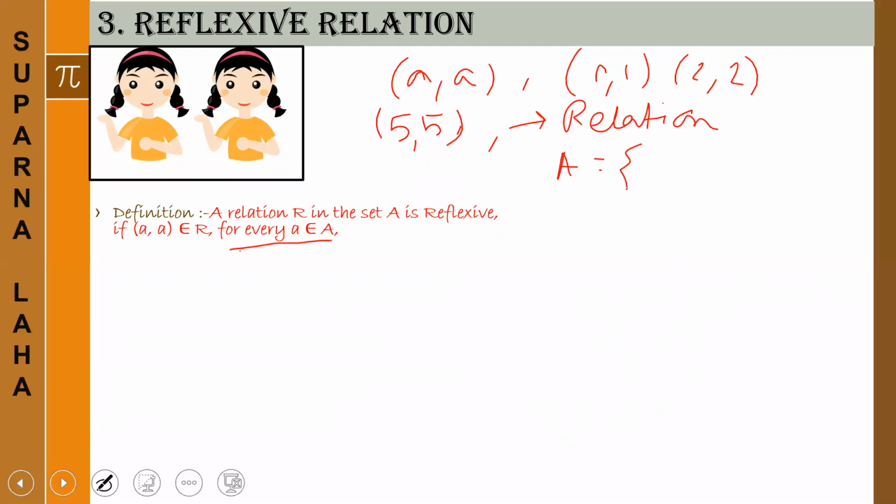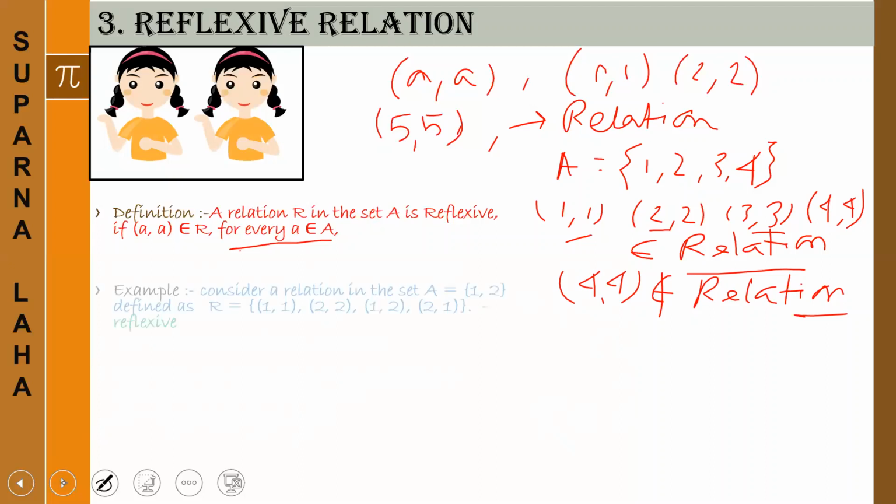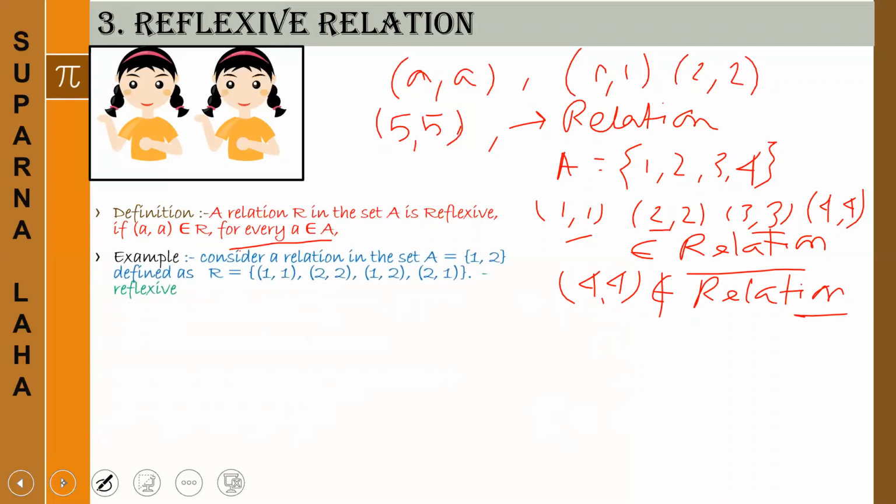If we consider a set with 4 elements, 1, 2, 3, 4, then (1, 1), (2, 2), (3, 3), and (4, 4), these 4 elements should belong to the relation. If these 4 elements belong to this relation, then we call this relation reflexive. If one of these elements is missing, suppose (4, 4) does not belong to this relation, then we can't say this relation is reflexive. That time we call this relation not reflexive. Another example you can check.